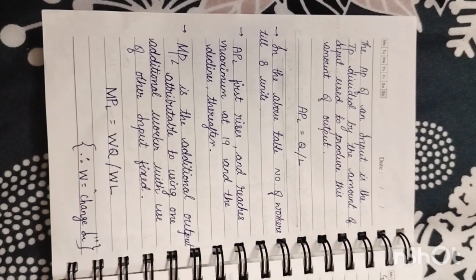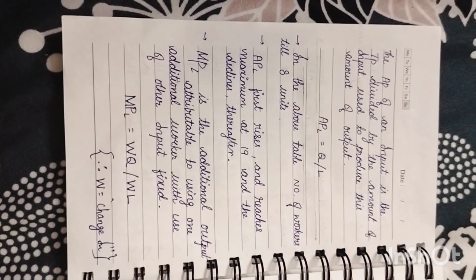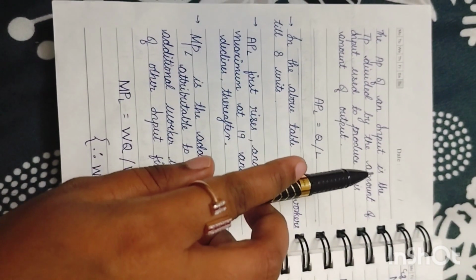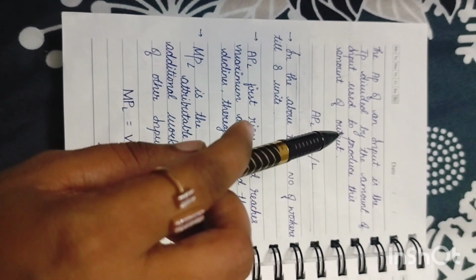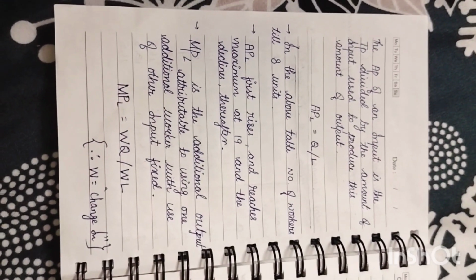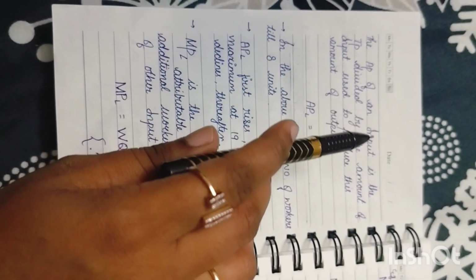Here we will include two other concepts. One is average product, another one is marginal product. The AP of an input is TP divided by the amount of input used to produce this amount of output. So don't think of it as complicated. It is nothing but the average product of an input.